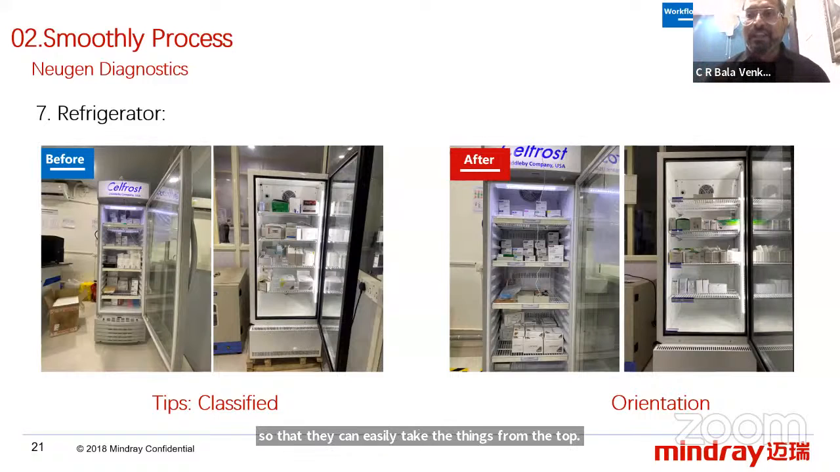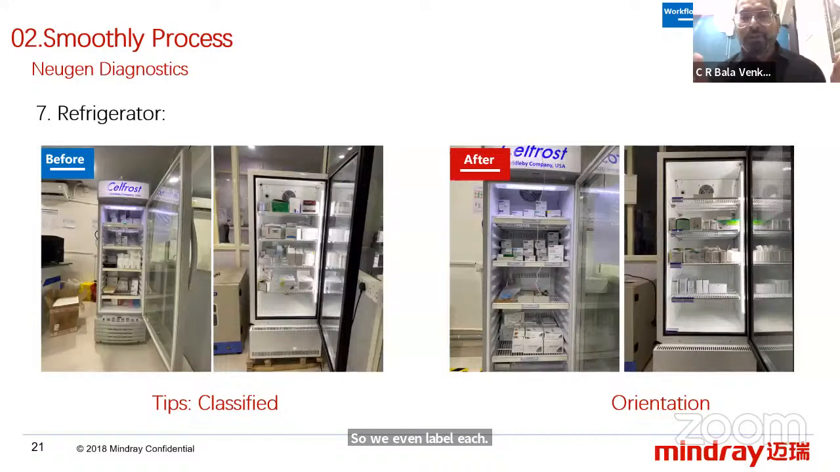We even label each rack by what it is, like biochemistry or hematology, used or unused, controls, calibrators. We clearly give a label to that.